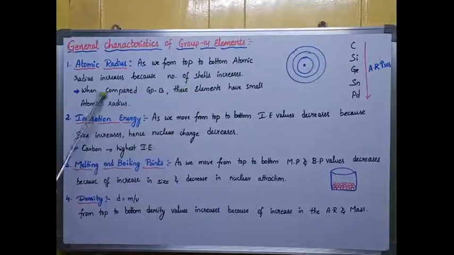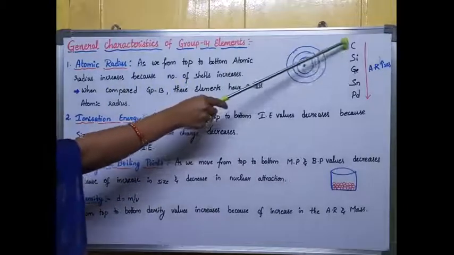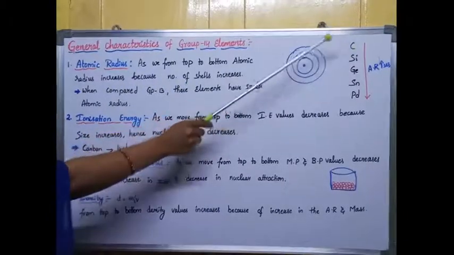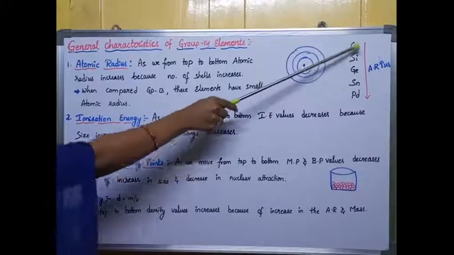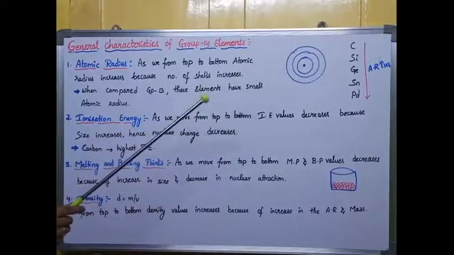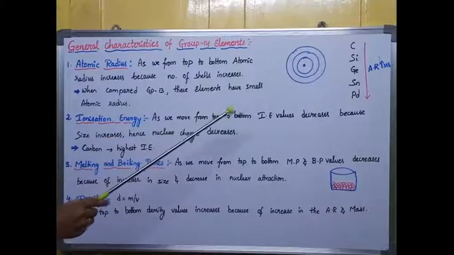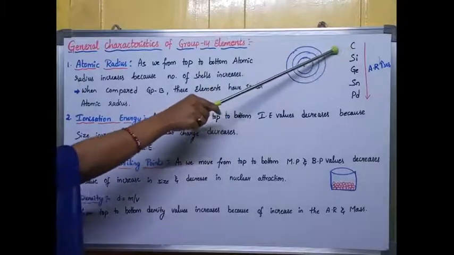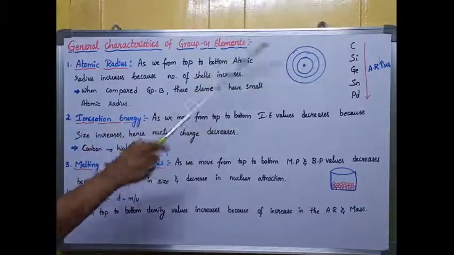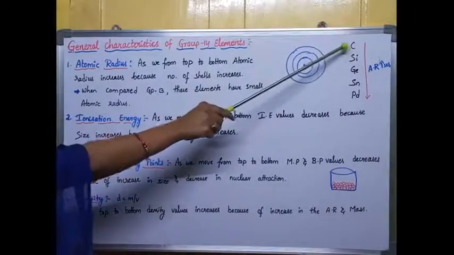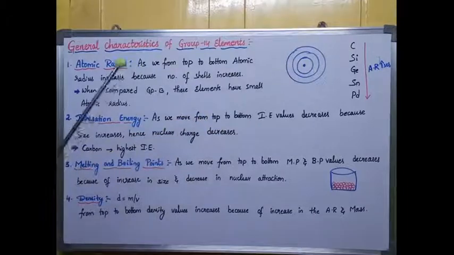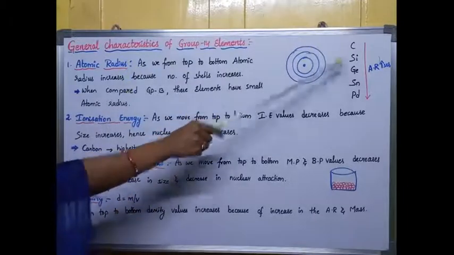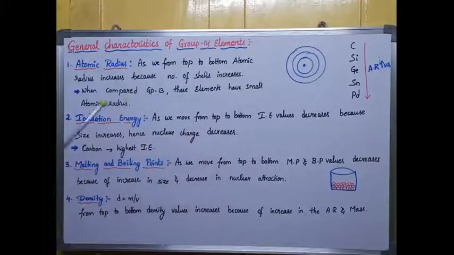But compared to group 13, which comes before group 14 elements, when we move from left to right, atomic radius decreases because electrons are added in the same subshell, especially in periods. So compared to group 13, group 14 has a smaller atomic radius. But from top to bottom, atomic radius increases because the number of shells increases.